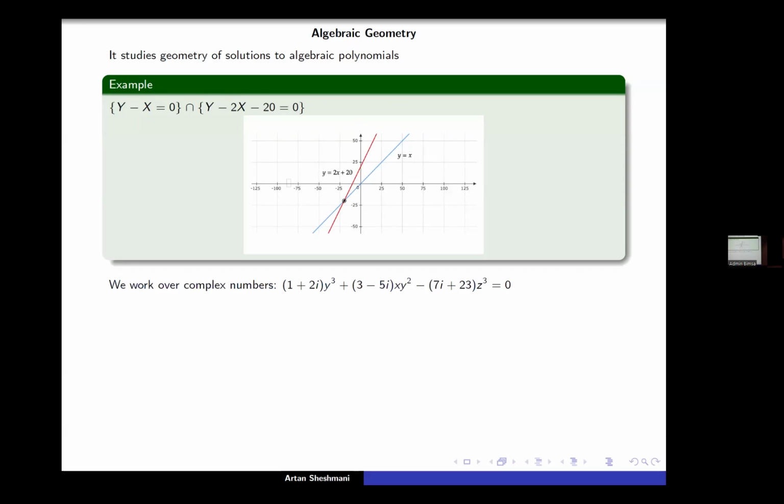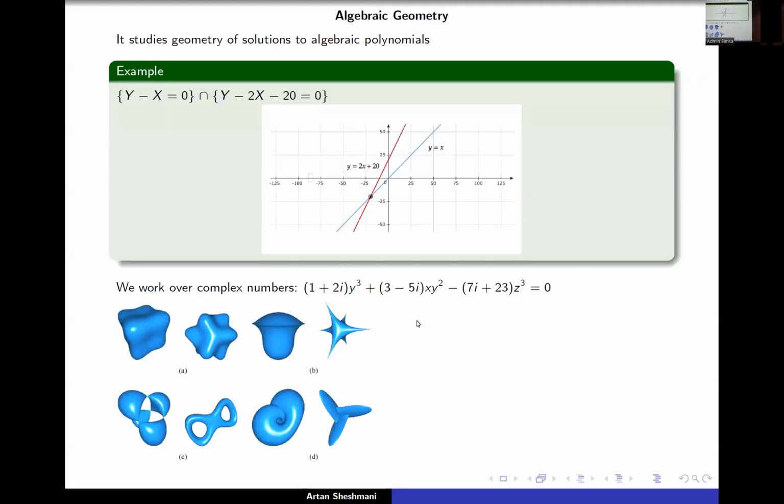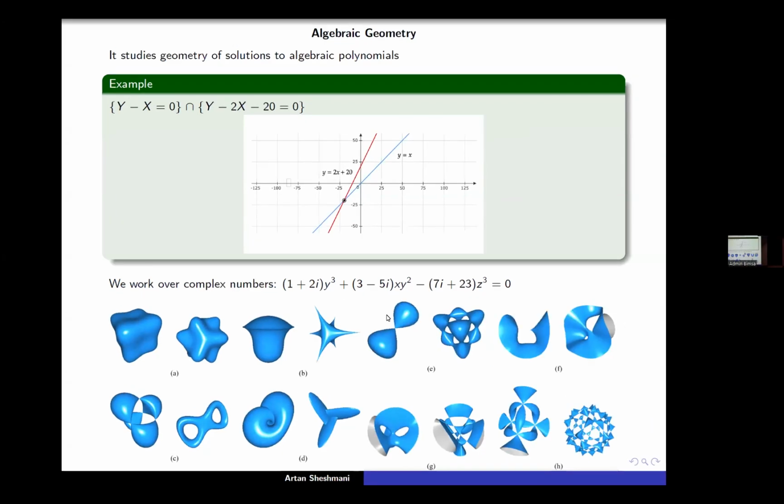In algebraic geometry, we don't work only over real numbers. We can work over complex numbers. We can work over number fields, arithmetic fields, algebraically closed fields, different kinds of fields. For instance, when we work over complex numbers, x, y, z here are going to be complex variables. We look at solutions to those equations. You get beautiful pictures like this.